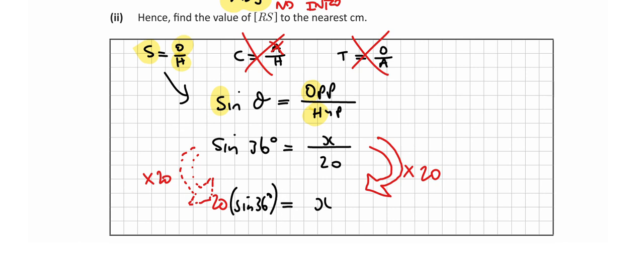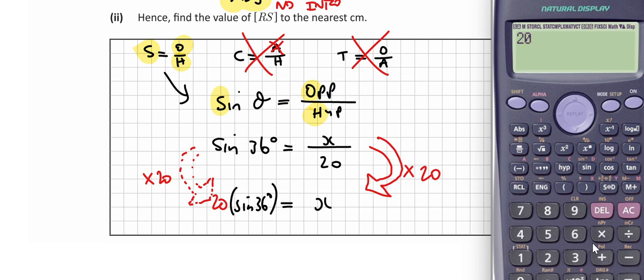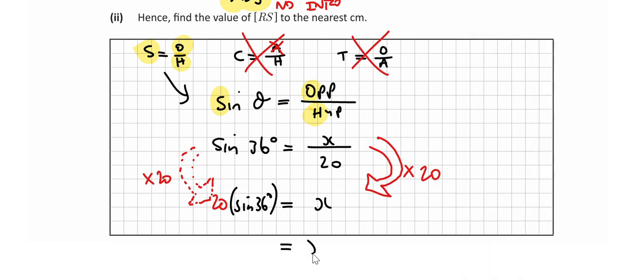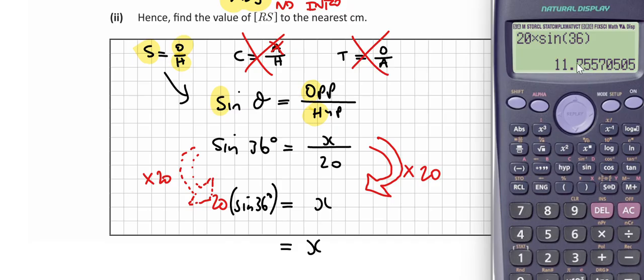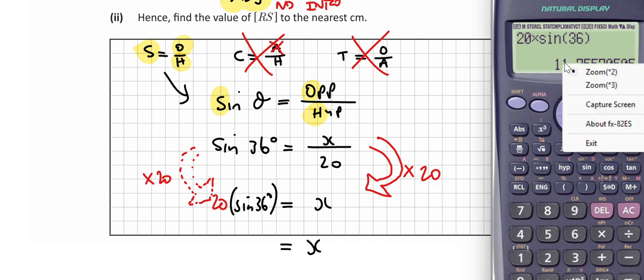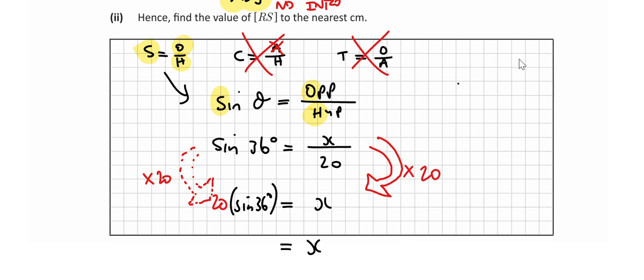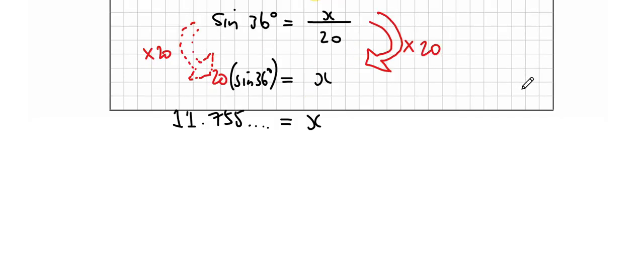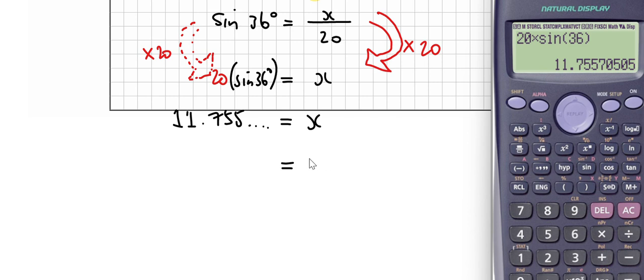So in the calculator there, let's bring it up. 20 multiplied by sine of 36. Press equals, and we get 11.755. Now we have to give our answer correct to the nearest centimetre. I'd let the examiner know that: 11.755. And now rounding it. So just make sure that that's the right answer. 11.755, yeah. I'm rounding that.